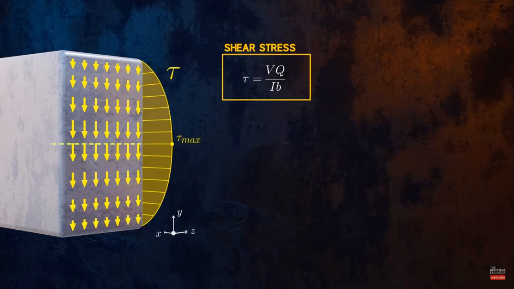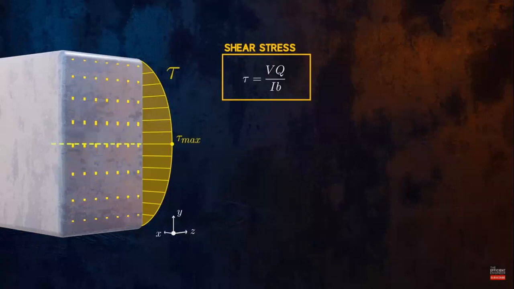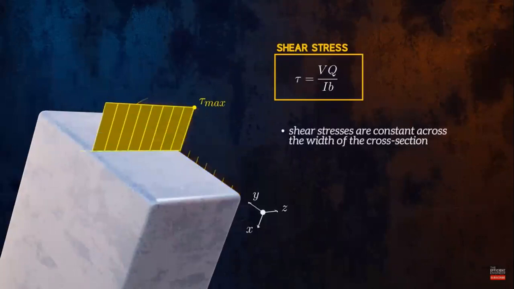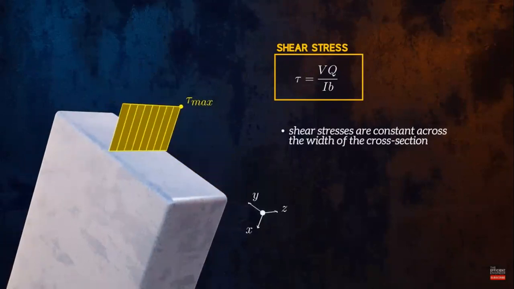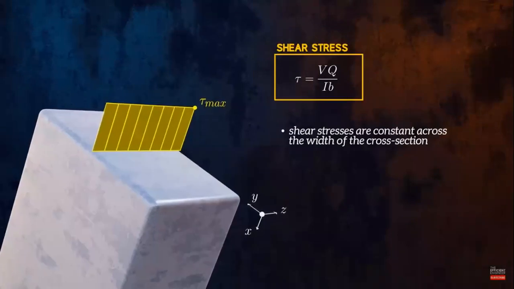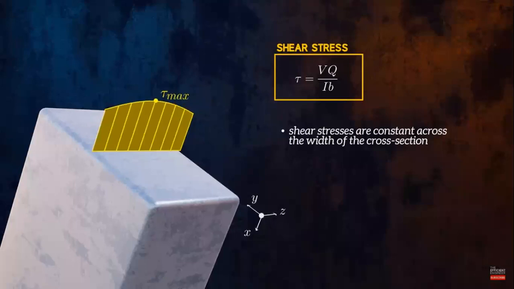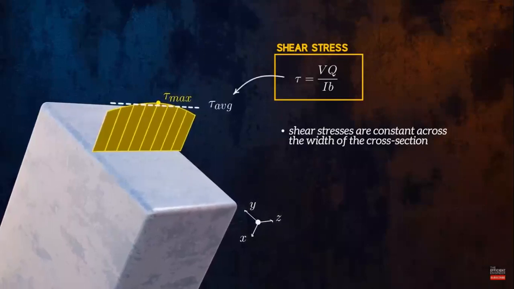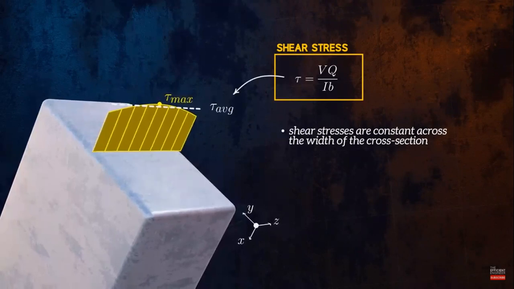The derivation of this equation for shear stress makes a few assumptions, so we need to be careful with how we apply it. First, it assumes that the shear stresses are constant across the width of the cross-section. For rectangular cross-sections, this is a reasonable assumption if the rectangle is thin. But for cross-sections like this one, the shear stresses can vary significantly over the width. And so in these cases, the equation can really only give us the average shear stress across the width of the cross-section. It can't tell us what the maximum shear stress will be.